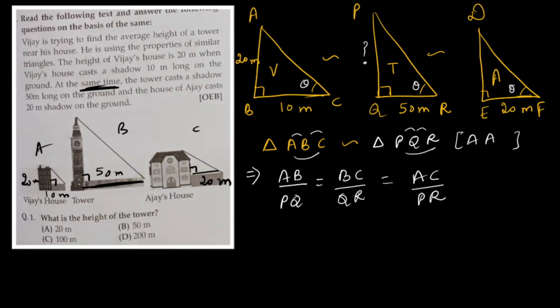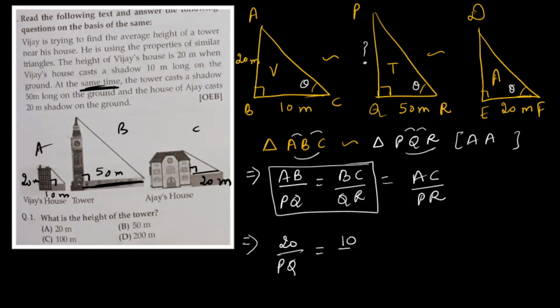Okay, so let's find the height. PQ we have to find. AB we know, BC and QR we also know. So I'll be using the first two ratios. AB is 20, PQ we have to find, BC is 10 and QR is 50. So we'll just do cross multiplication. 20 into 50, and PQ into 10.